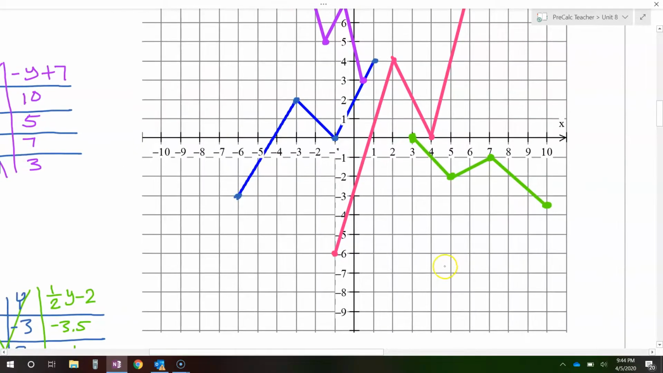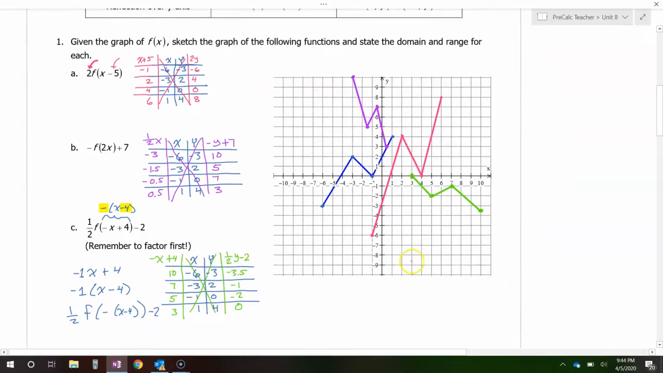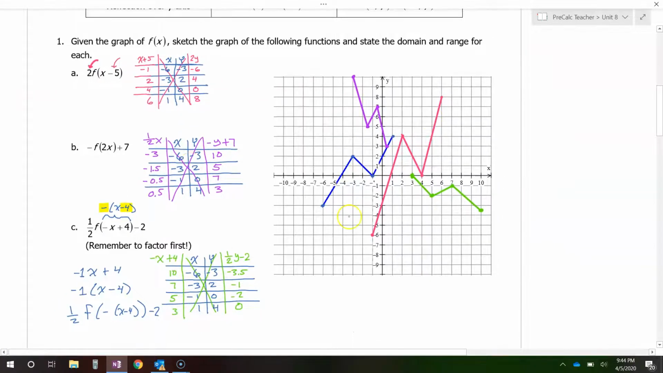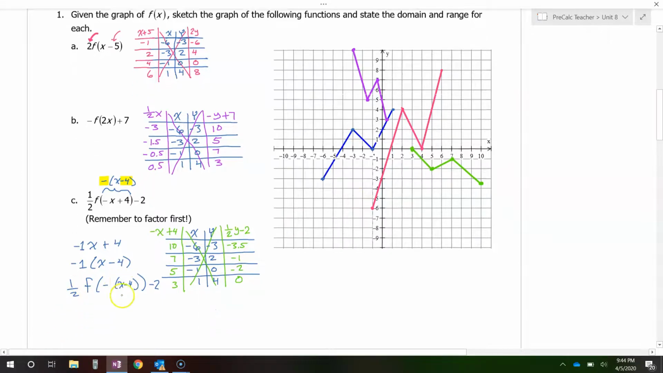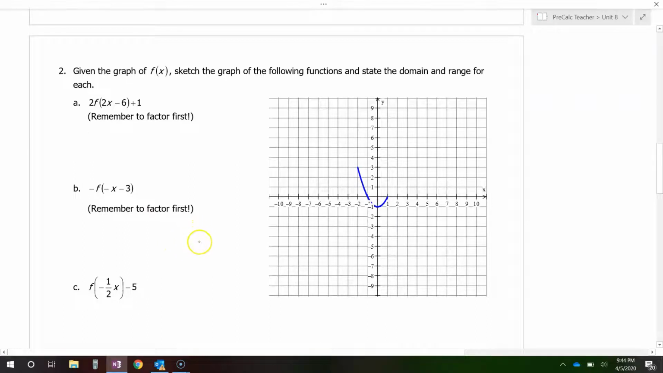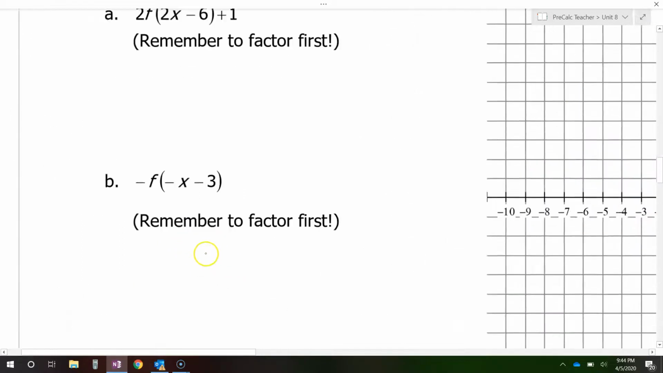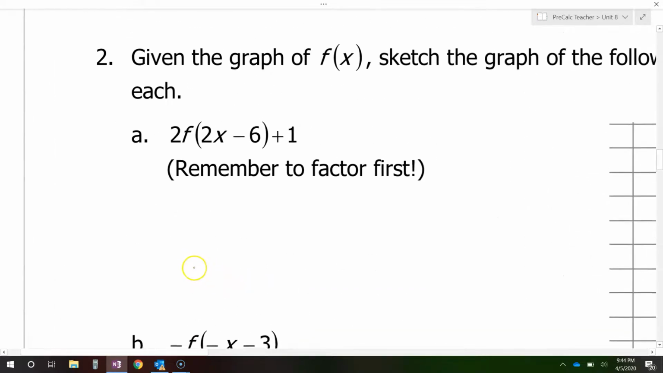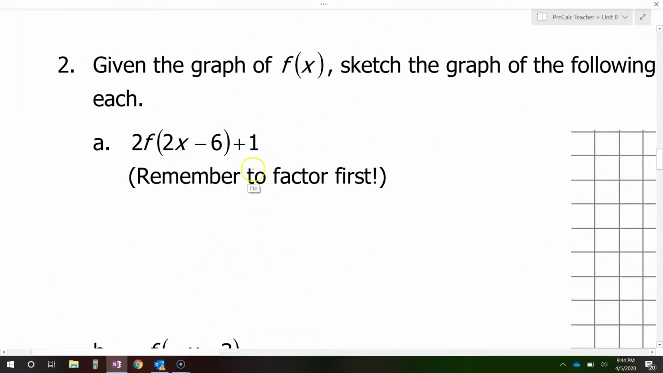And that's it. All right, so here's a bird's eye view of problem number 1. That's what you should have. Okay, let's move on to another graph. We're going to be doing the same thing. Before I even get too carried away, let's do the factoring.